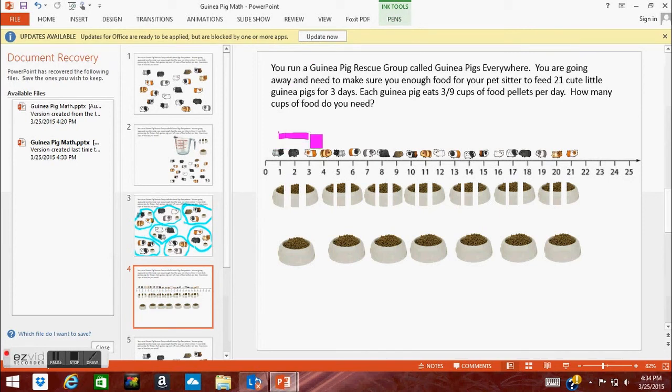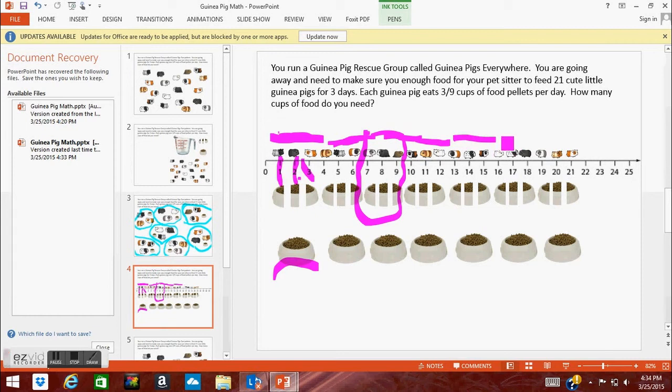So, with 3 guinea pigs, and under each guinea pig, 1/3 of a whole. It's another one, and another. There's one. There's one. We got one there, one there, one there, one there.